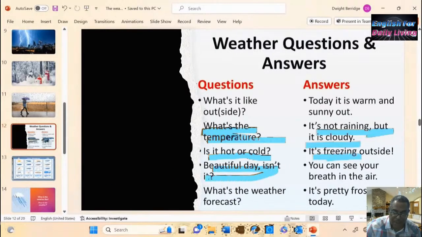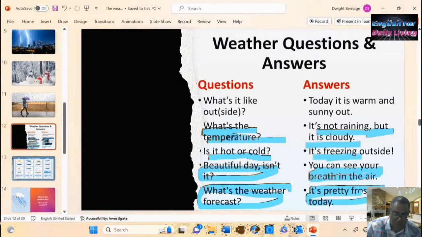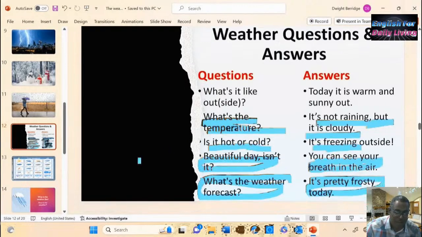Beautiful day, isn't it? You can see your breath in the air. How about that? That's a figure of speech. What's the weather forecast? It's pretty frosty today. These are some expressions that we can use.